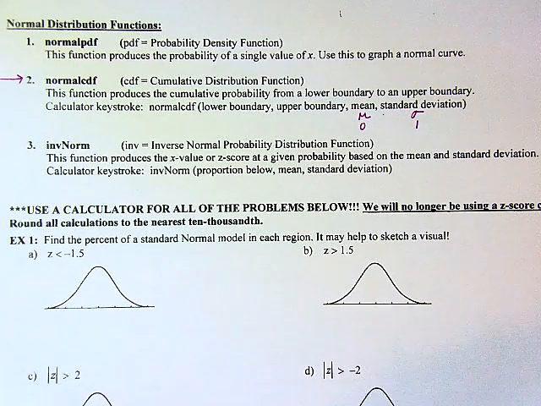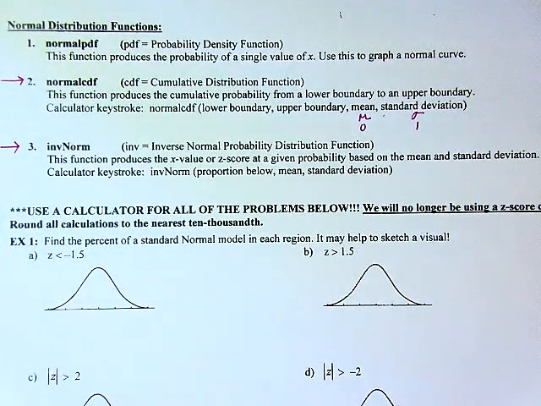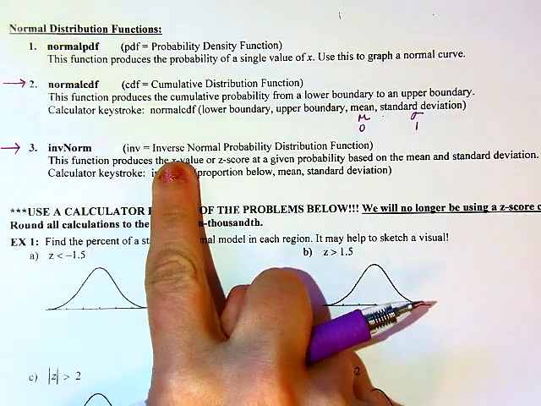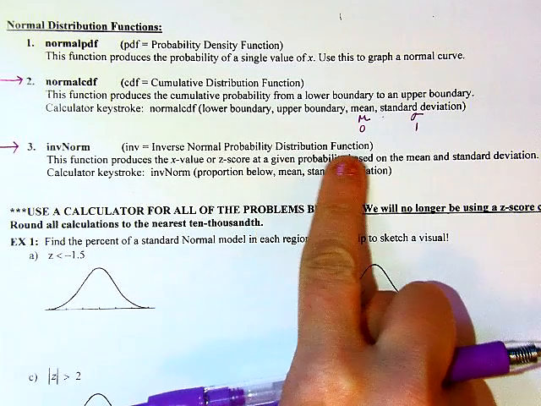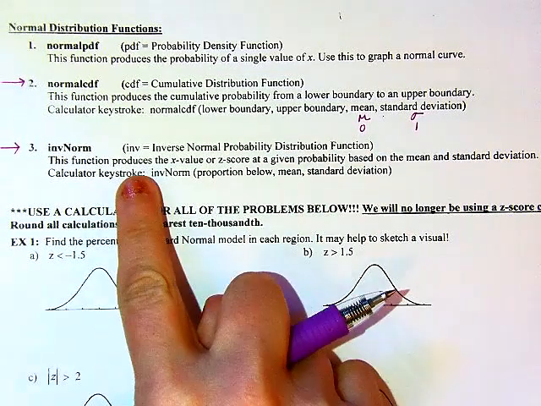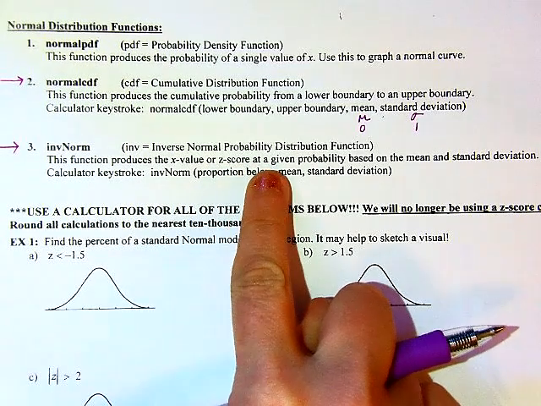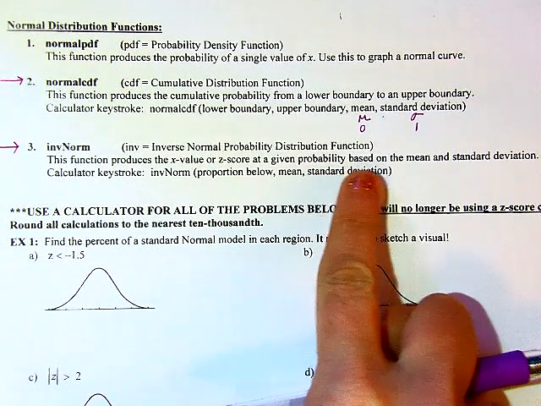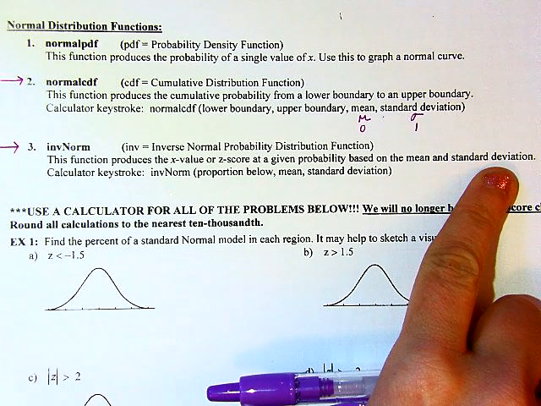All right, we're going to use inverse norm. We're going to use that a lot too. So that's essentially when we're going backwards. We're saying this is the inverse normal probability density or distribution function. So this produces the x value or the z-score at a given probability based on the mean and standard deviation. You'll see what this looks like in context in a moment.